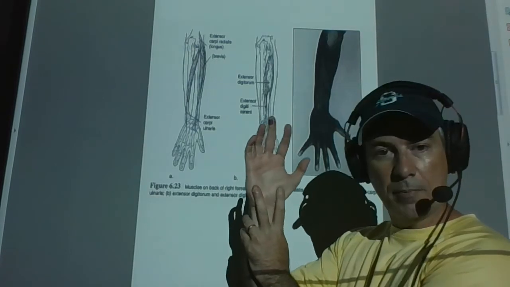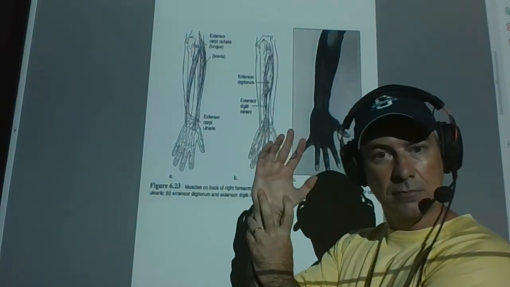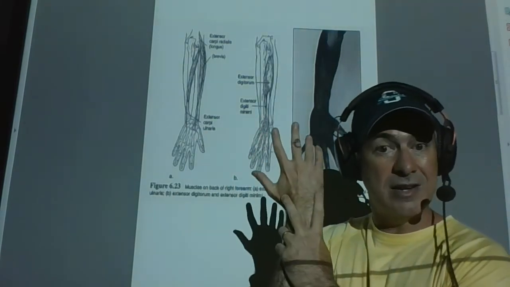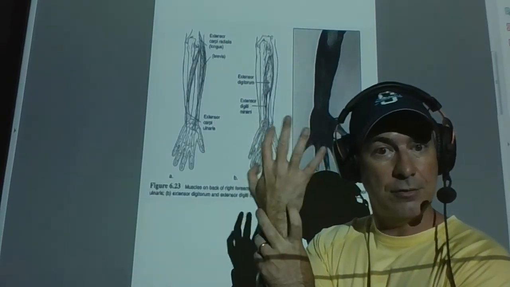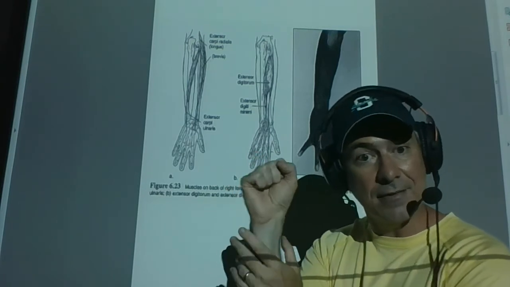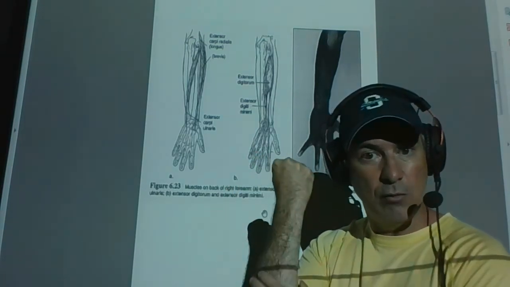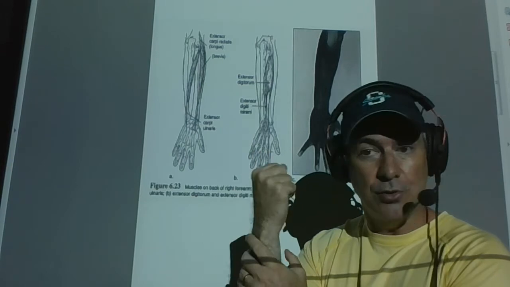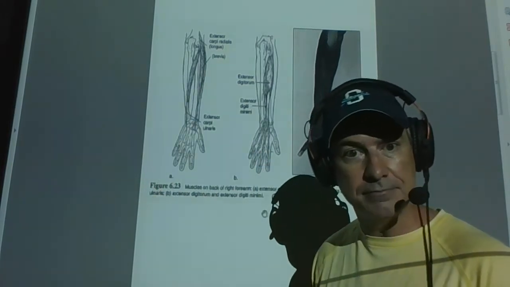We have two carpi flexors in the front, ulna and radial, and we have two extensor carpi in the back, ulna, radial. We have two sets of flexor digitorum, which makes sense because we need more muscles to grip. And we have one set of extensor digitorum because it's easier to release than squeeze. Okay?